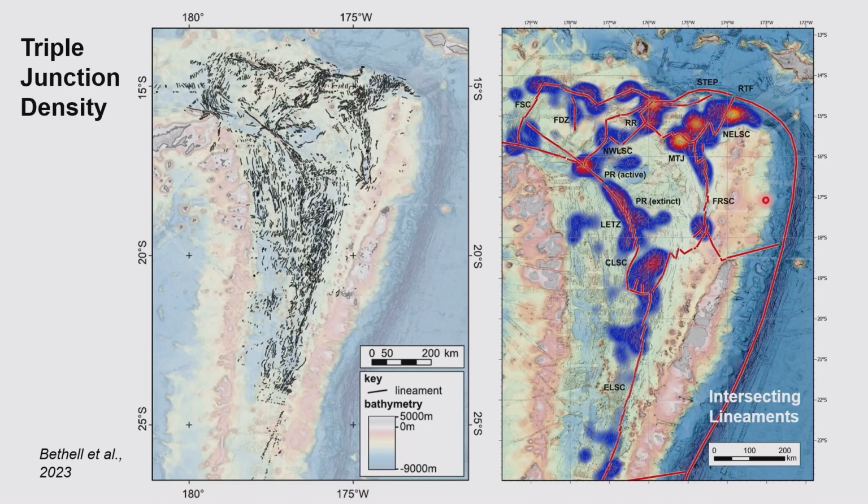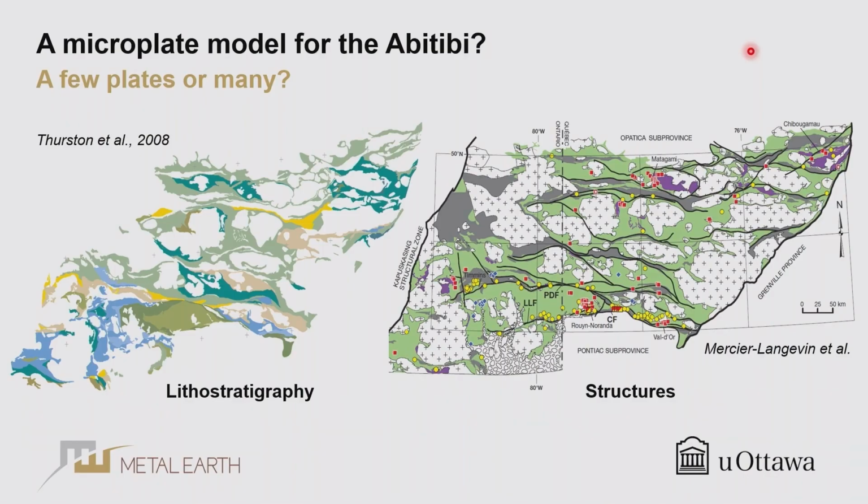Not from a mineral prospectivity point of view, but rather from a microplate and triple junction scenario. What would that look like after north-south shortening and east-west stretching? Well, in my books, it would look a lot like this, notwithstanding the history of all of these faults. And that's something that we hope to look into in the coming year or so.